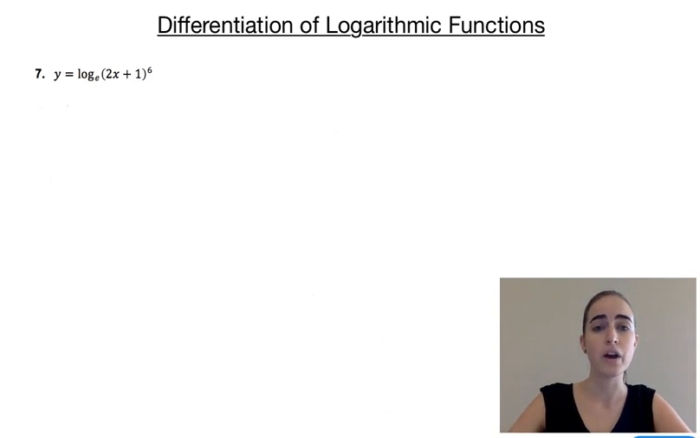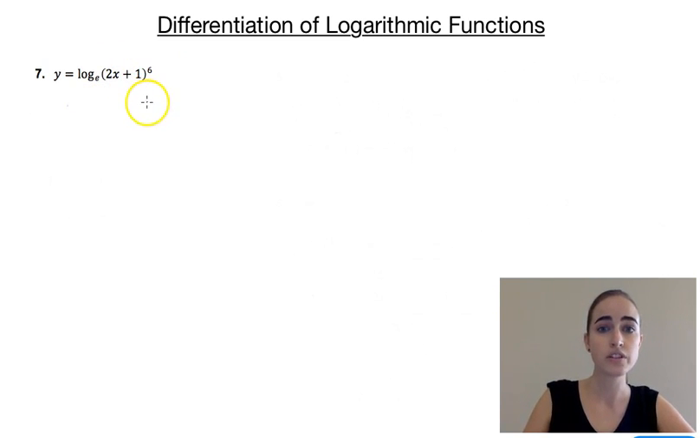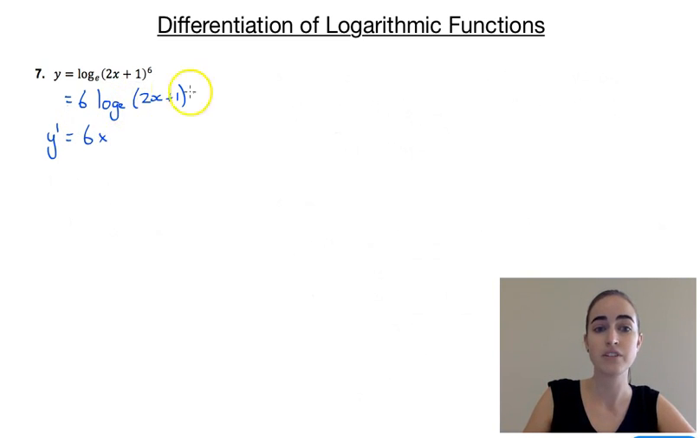Now the last thing I want you to be aware of is that we can make some questions a little bit easier to work out if we apply our log laws. So for example, in this question here, we've got y equals log to the base e of 2x plus 1 to the power of 6. Now we could go through and use the chain rule to do this, but before we do that, we're going to apply this log law that we can bring that power out the front. So we're going to rewrite this function as 6 times log to the base e of 2x plus 1. And now we can differentiate. So we'd have 6 times the derivative of this, which would be 2 over 2x plus 1. And we could simplify that to 12 over 2x plus 1.